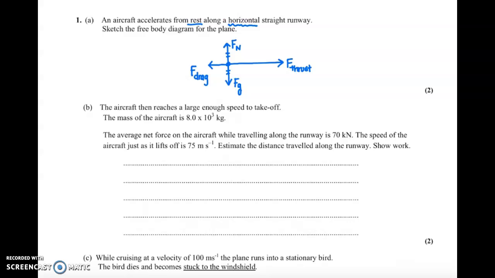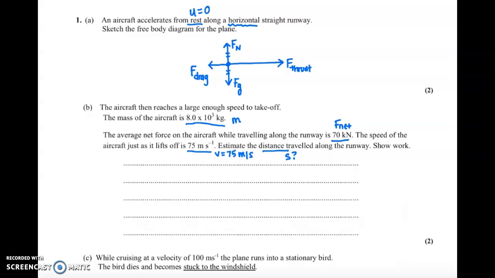Part B says the aircraft then reaches a large enough speed to take off. We are told the mass of the aircraft. The average net force on the aircraft while traveling along the runway is 70 kilonewtons. So this is the F net. The speed of the aircraft when it just lifts off is 75 meters per second. So we know at rest is when it started and it finishes at 75 meters per second. We're asked to estimate the distance, s, that it travels along the runway.